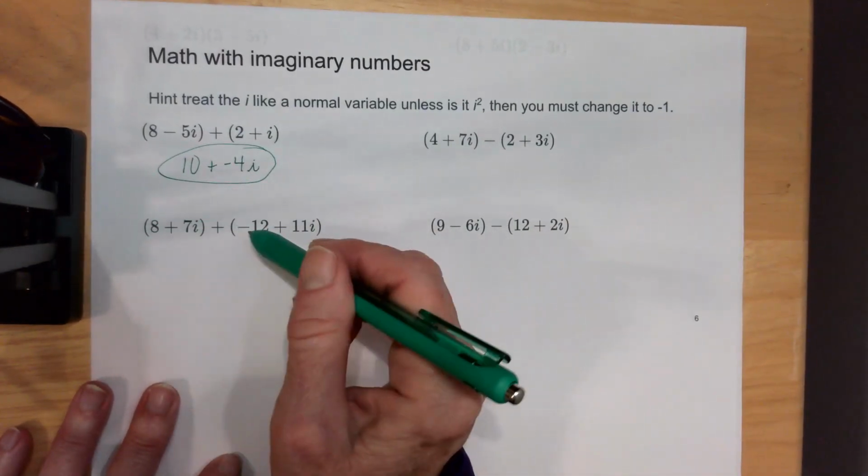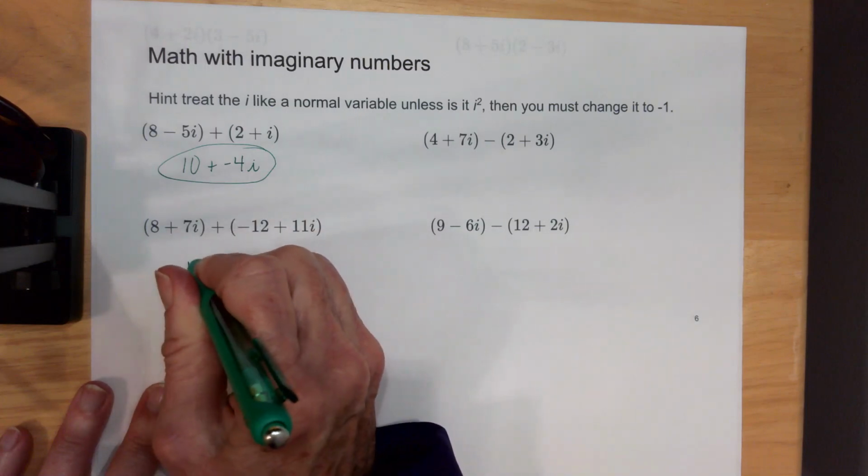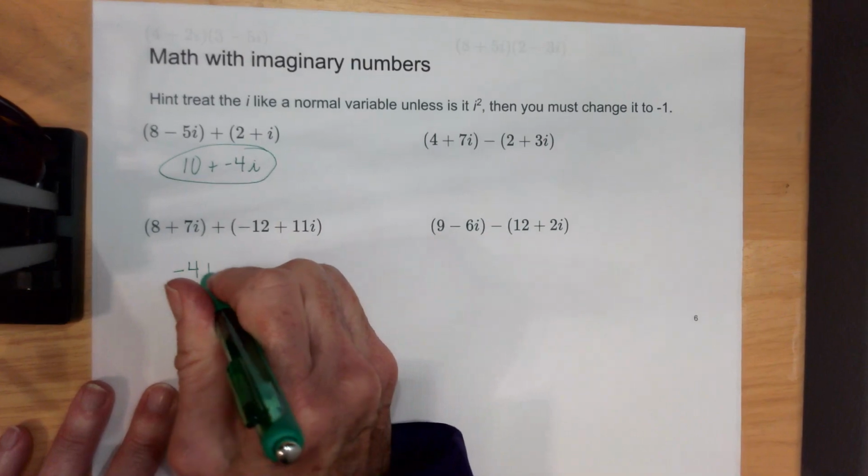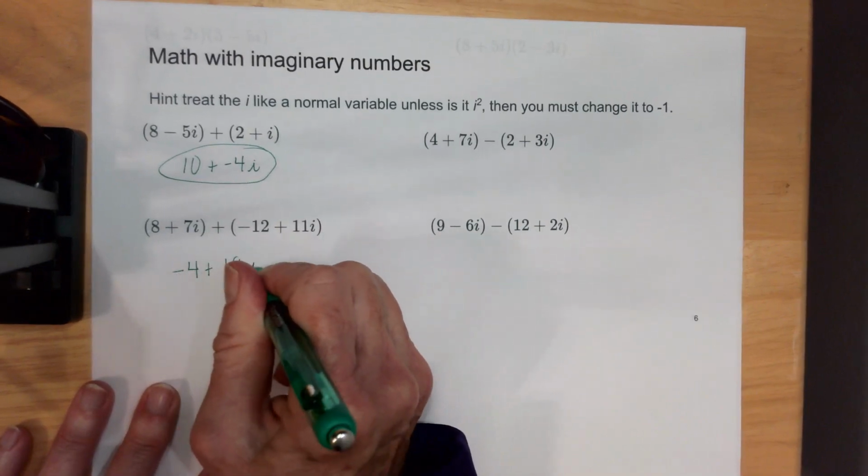Okay. This one is another addition. So I'm adding the 8 and the -12. So I have a -4. I'm adding the 7i and the 11i, which is going to give me an 18i.